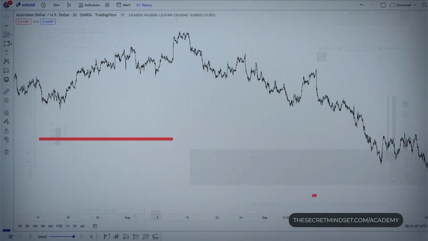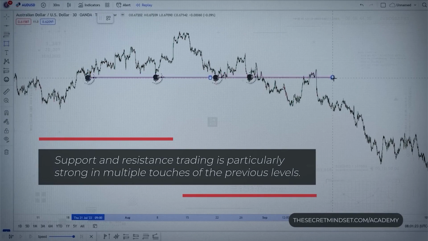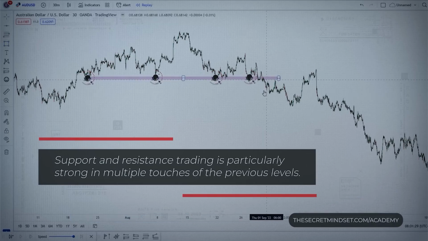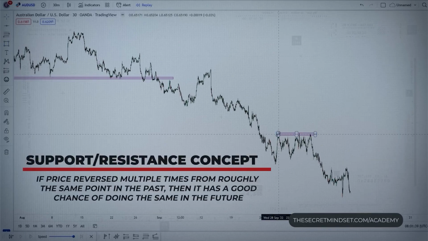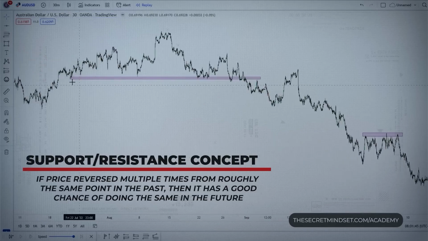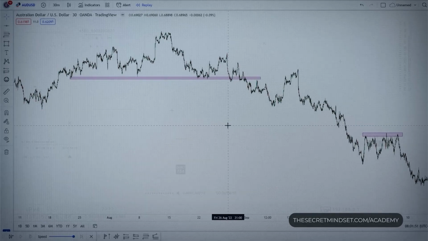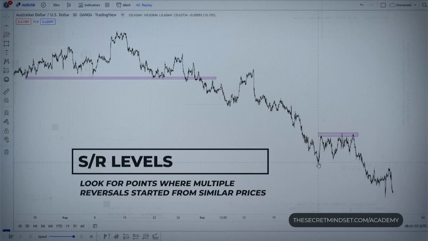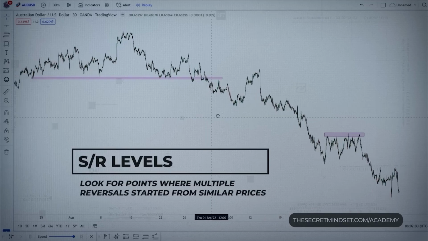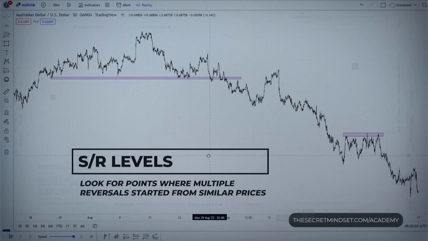Support and resistance trading is particularly strong in multiple touches of the previous levels. Some say that if price has responded to a price level multiple times in the past, that level is significant. When trading support and resistance, the idea is if price reversed multiple times from roughly the same point in the past, then it has a good chance of doing the same in the future. So when trading based on support and resistance, you must identify where these lines are located in the market. You look for points where multiple reversals started from similar prices.